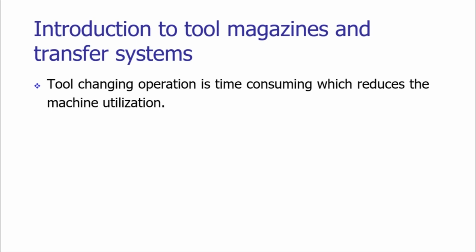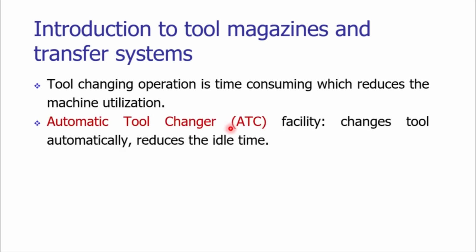So in automation, to have real 100% automation of the manufacturing system, we should have automatic storage of the tools and automatic changing of the tool from the spindle. That's why it is very essential for us to learn the concepts of tool magazines and the tool transfer system. In general, a facility which provides tool changing in automation is called an automatic tool changer.